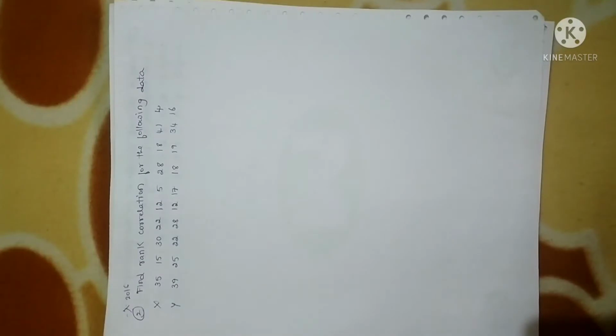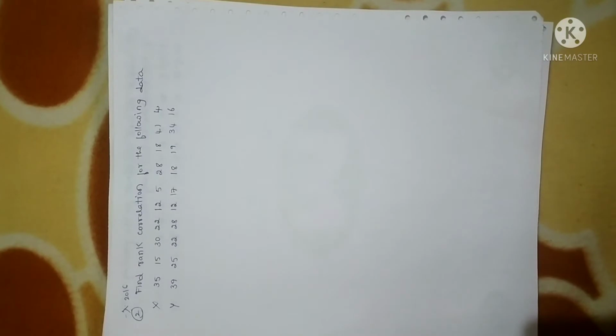Hello everyone. In the previous session we have done problems related to coefficient of correlation. As I already told you, there are mainly two methods to find the coefficient of correlation. First one is Karl Pearson's coefficient of correlation, and the second one is rank correlation. Rank correlation is also called Spearman rank correlation, as I already explained the same concept in the previous session.